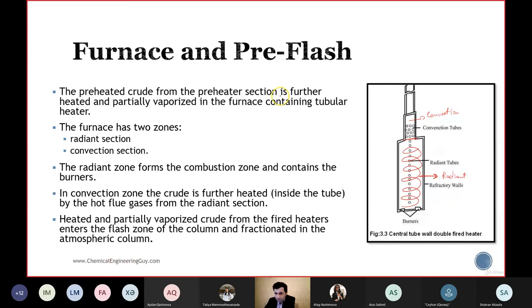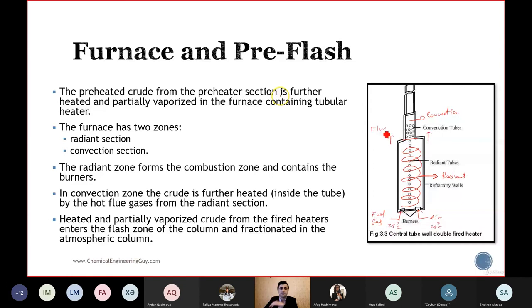Okay, so for the burners, we use fuel gas. It can be C1, C2, sometimes even C3, C4, and LPG is used. And we need air, of course. We need oxygen. These are at around 25 degrees, ambient temperature. But once they are burned, they leave the radiant section as flue gases.